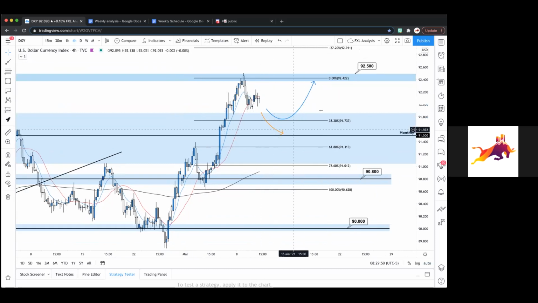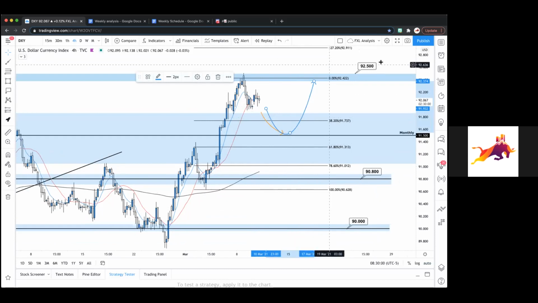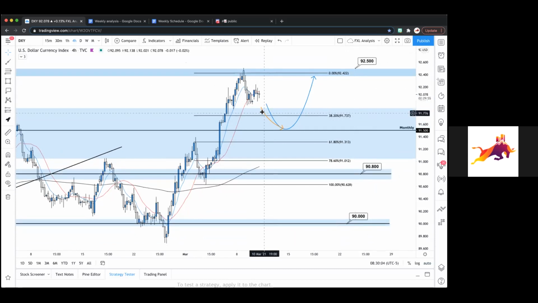So it could pull back to form structure, 38.2 ideally. We could even hit this monthly and still be bullish if we see a reversal, right? So it could technically pull back to here and reverse and continue upwards towards resistance at 92.5. But if it breaks back below this level, then we're playing back into that higher time frame bearish trend, right?